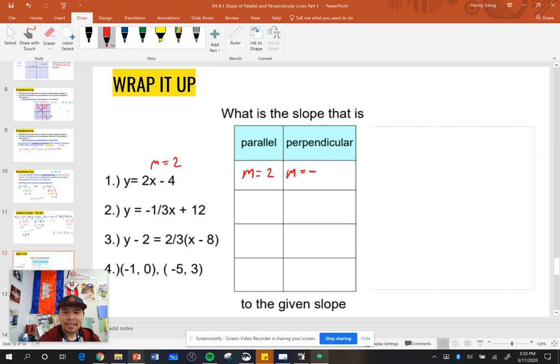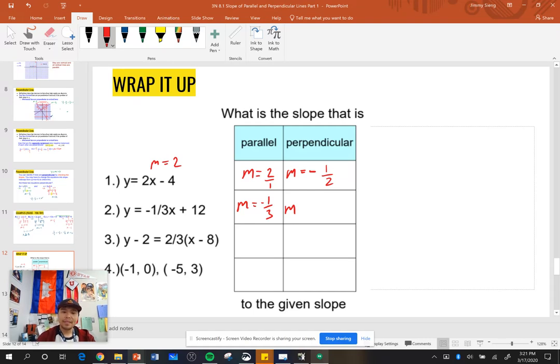Opposite of positive is a negative. And since this is technically 2 over 1, we take the reciprocal of that, which is 1 over 2. Okay, and now look at the second one. That slope is -1 over 3.